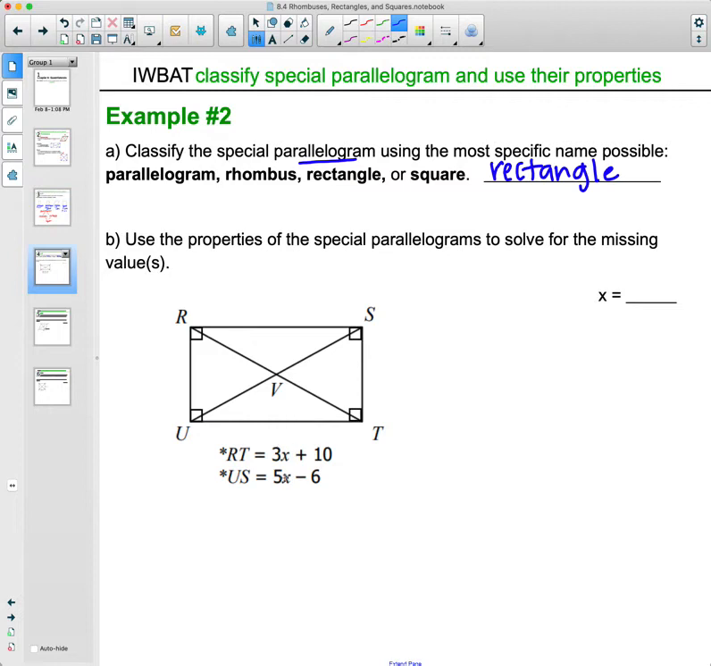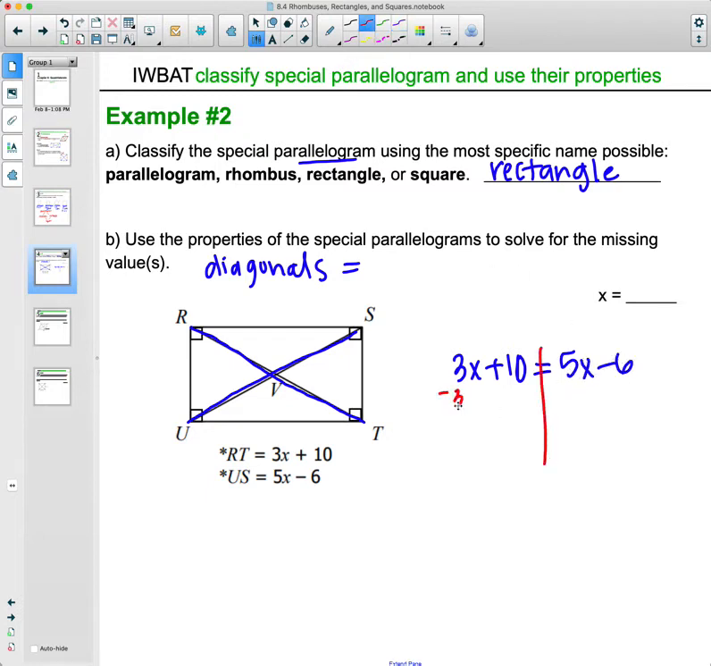Then use the properties to determine the value of x. So RT is this diagonal. US is this diagonal. Remember that in a rectangle, the diagonals are congruent. So these 2 expressions right here are equal to one another. So we'll set them equal and then solve.